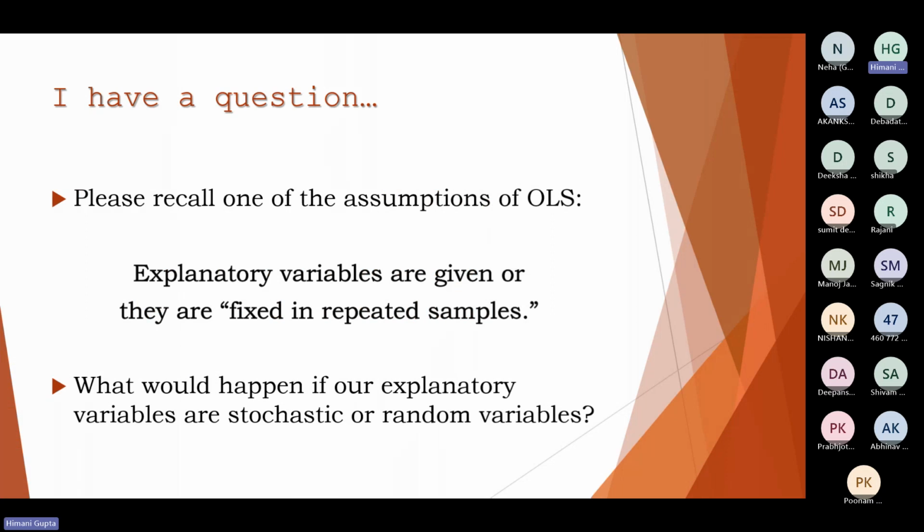But now what we have to learn is that explanatory variables are given, or they are fixed in repeated samples. This is one of the assumptions. For example, in our case, the age was the explanatory variable. So it is fixed. Your age is fixed and it will be repeated again and again in samples and samples. And what will happen if some variables are stochastic, or randomly happen?